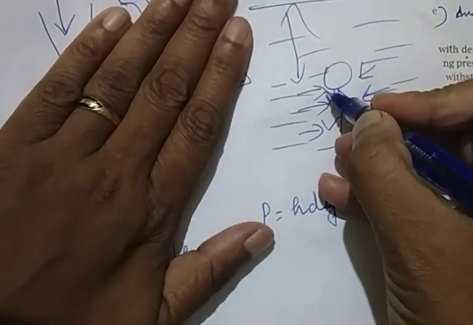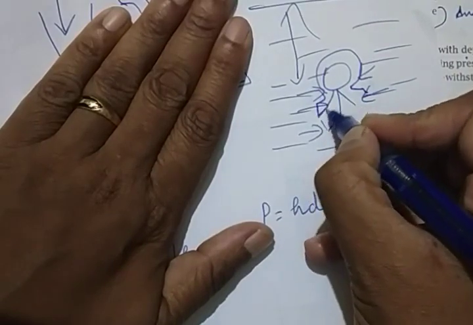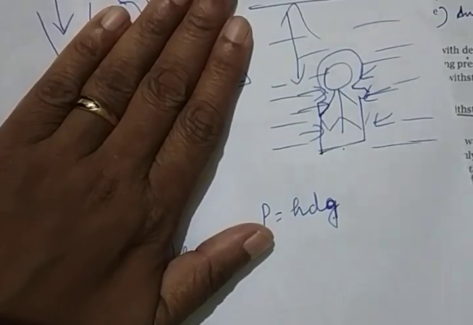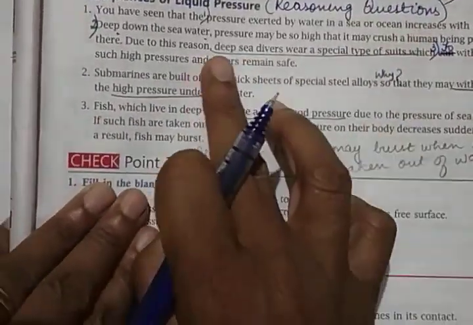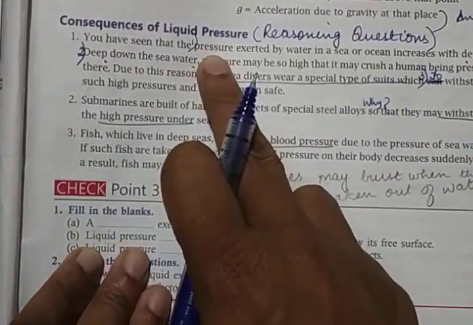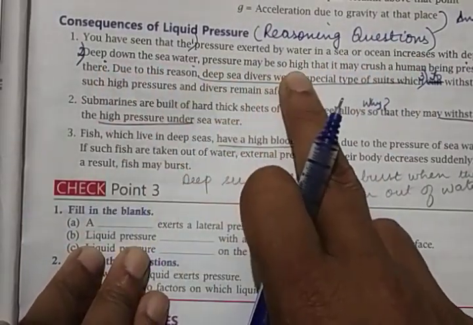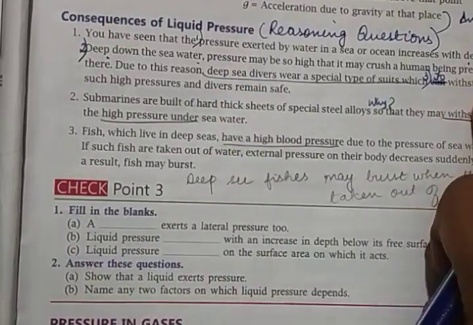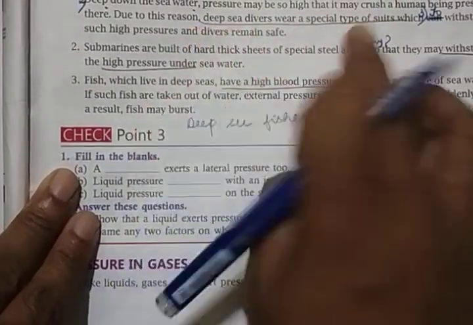To prevent this, he has to wear a special kind of suit that will help him not to get crushed under the pressure. That is one thing, and it can come as a reasoning question. Why do deep sea divers wear a special type of suit? Answer: pressure exerted by water increases with depth. Deep down, the water pressure may be so high that it may crush the human being, and therefore, to withstand such high pressure and remain safe, divers wear it.